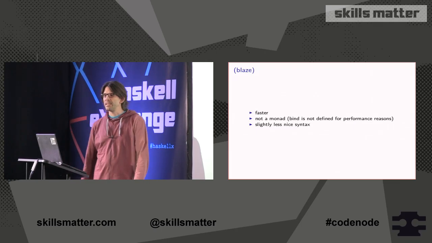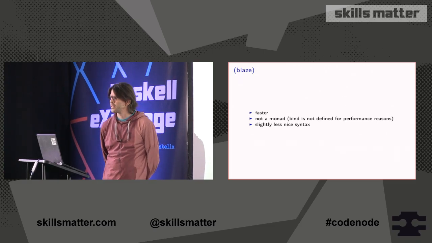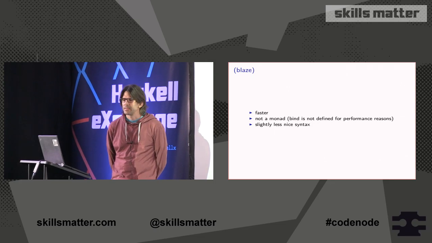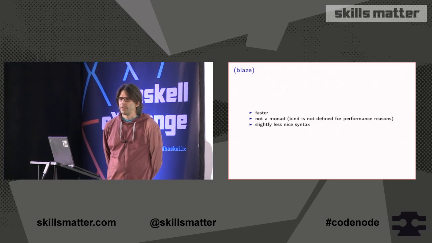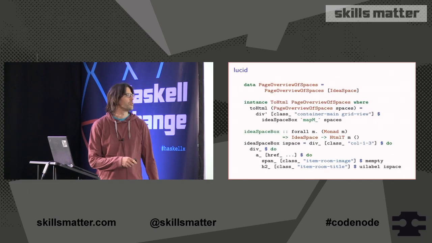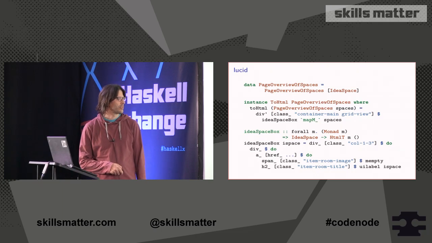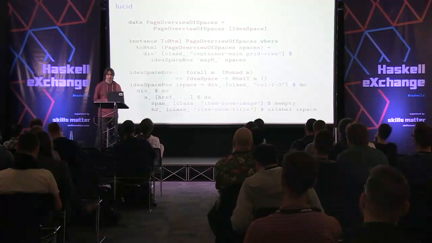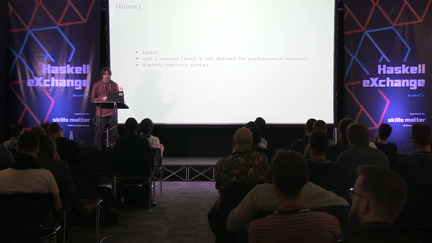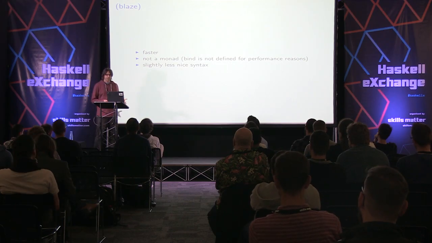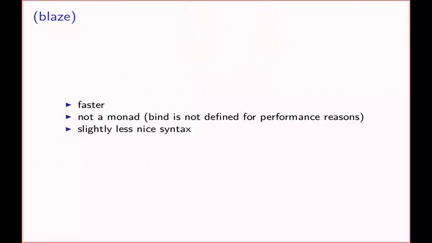There's also Blaze, which is a predecessor of Lucid, I think, and they share some code. Blaze is supposed to be faster. We haven't measured that, but it doesn't provide a monad. So you've seen the do here. And then the list of children are all stored in a writer monad and then constructed into a string. And if you try to use bind for internationalization, or if you want to build any monad transformer stack on top of HTML, then Blaze will not let you do that. And also the syntax of Lucid is slightly nicer. So we use that.